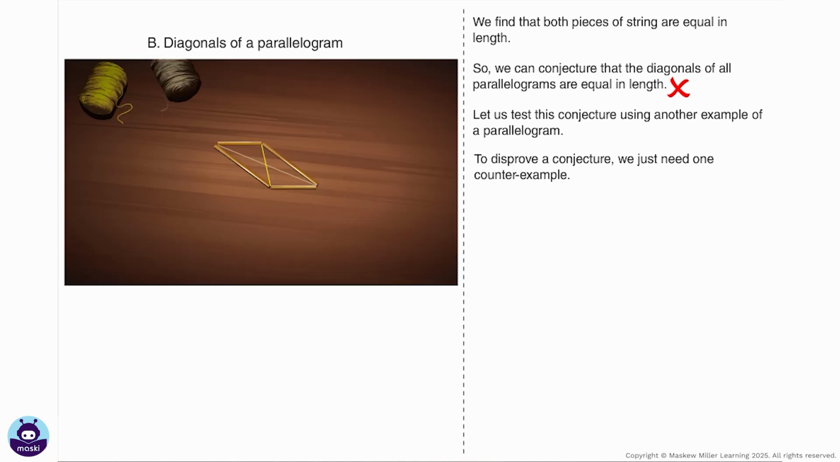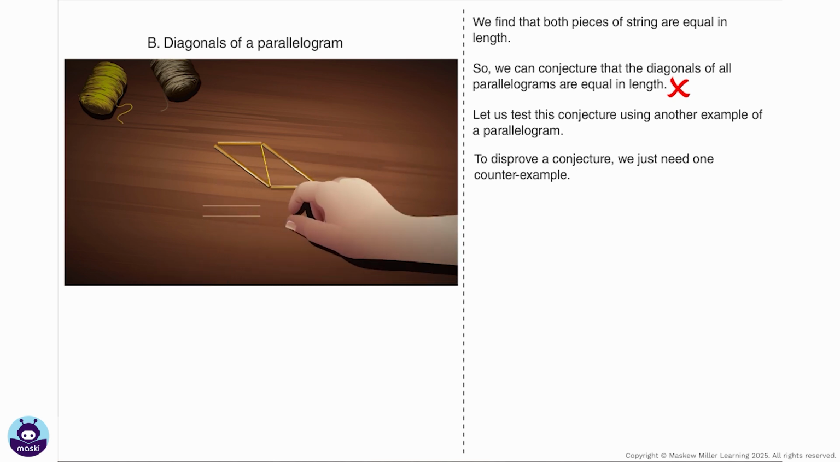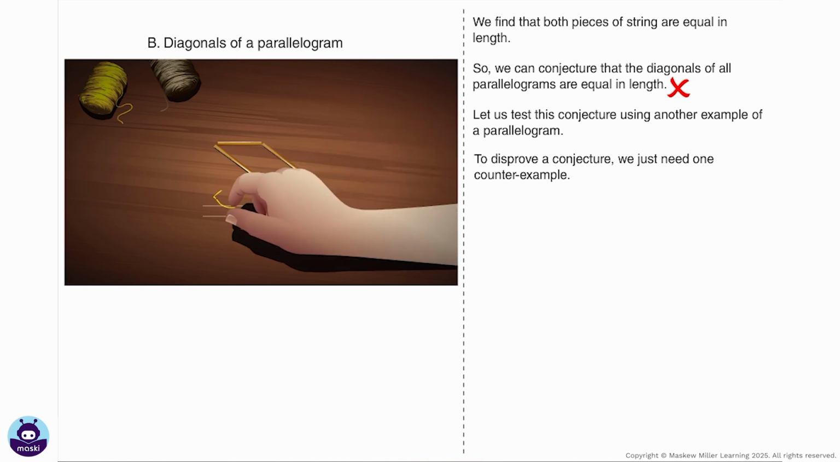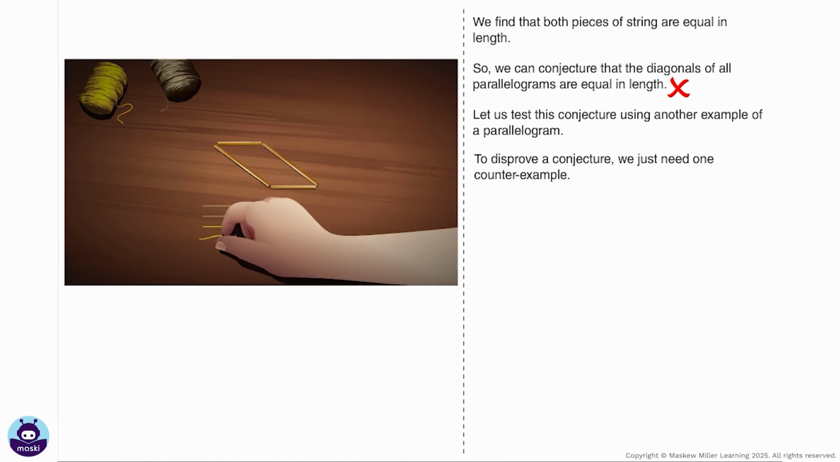Let us form the diagonals of this parallelogram using 2 pieces of string. Let us mark the intersection point of the diagonals on the pieces of string using a pen. Now let us cut the pieces of string on the intersection point such that each diagonal is cut into 2 pieces. We find that we have 4 pieces of string.